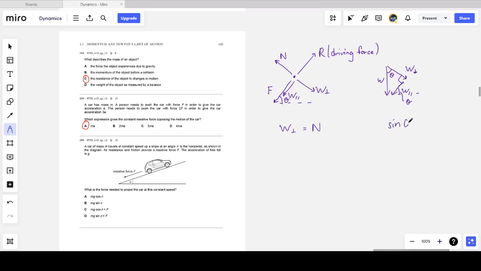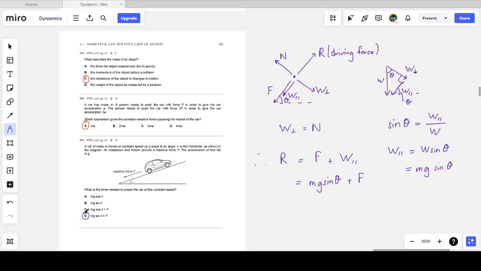So with a little bit of geometry, I see that sine theta is W parallel, the component of the weight parallel to the plane, divided by W, which means that W parallel is W sine theta, or mg sine theta. Aha! So therefore, we have that this driving force R, which they asked us for, must be equal to the two forces that are acting in the opposite direction to it, which is F plus W parallel, which is mg sine theta plus F, which is option D.